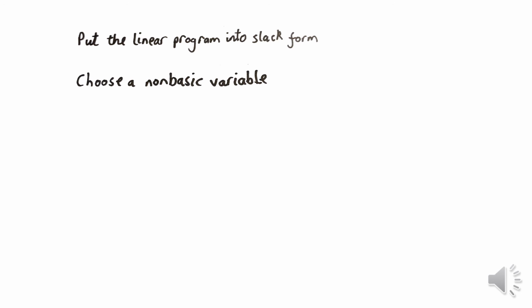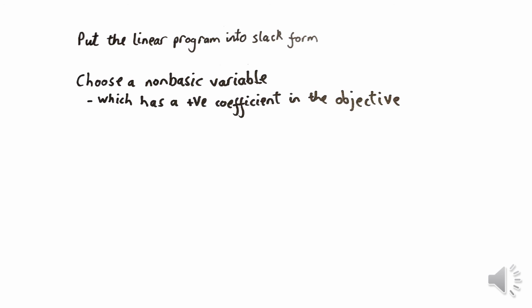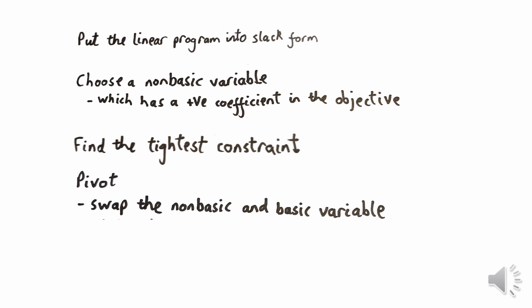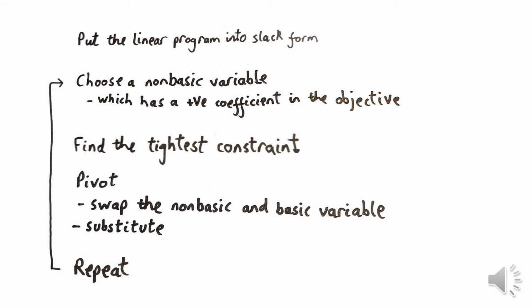So, to recap, here are the stages of the simplex method. First, put the linear program into standard and slack form. Then, choose one of the non-basic variables that still has a positive coefficient in the objective function. Find the tightest constraint on that variable, then pivot, rearranging the constraint and substituting it into the other constraints and the objective function. Repeat this process until you have found a solution.